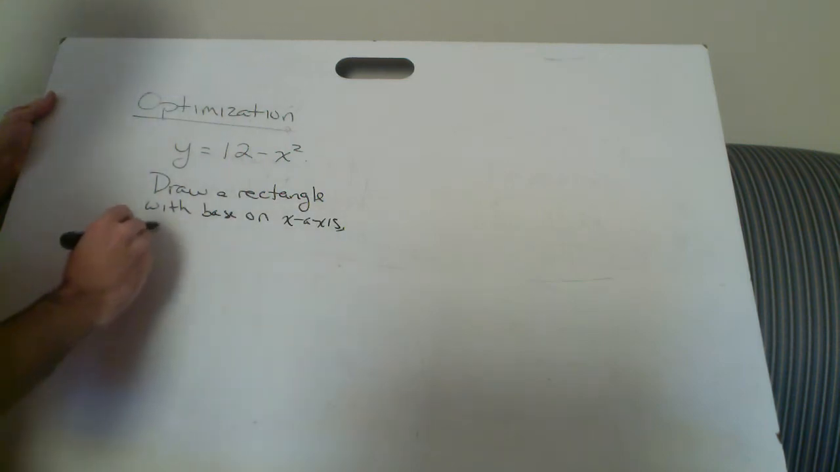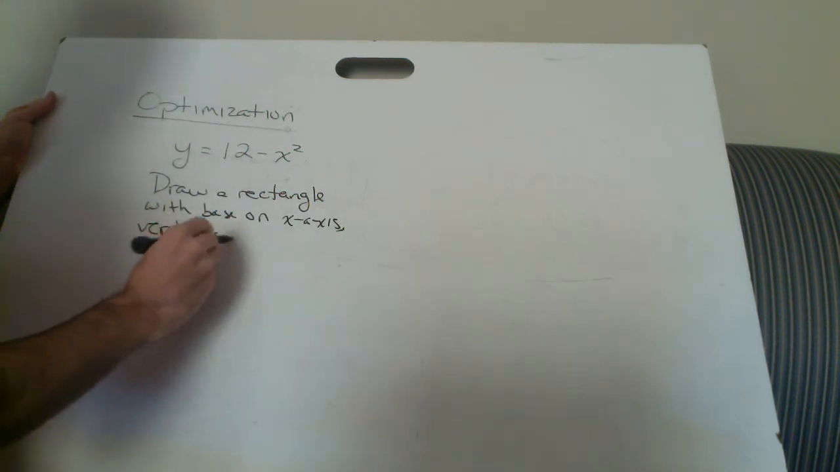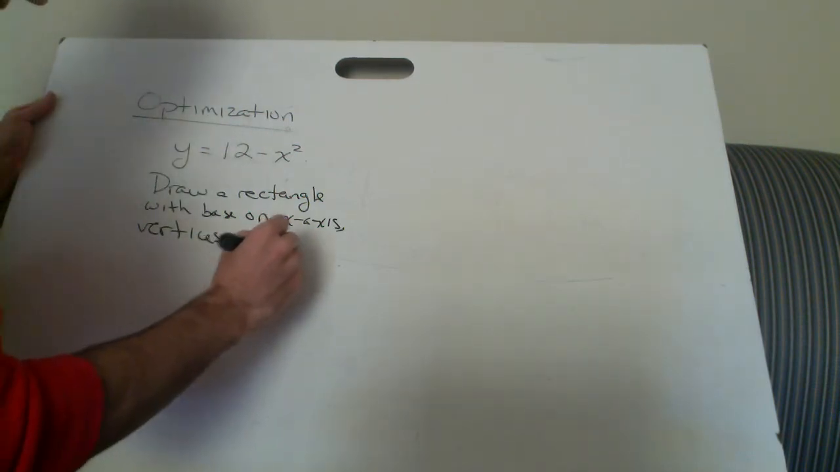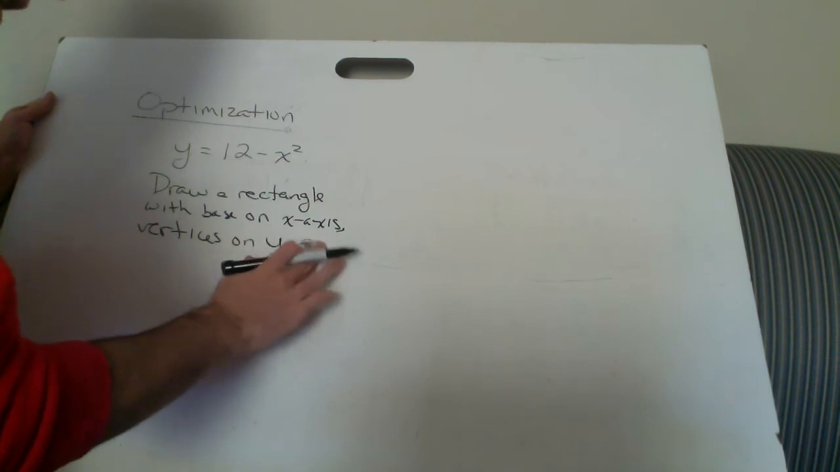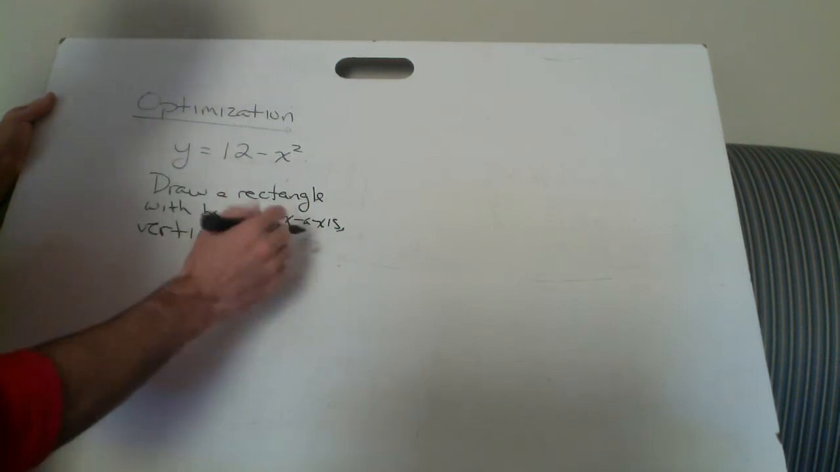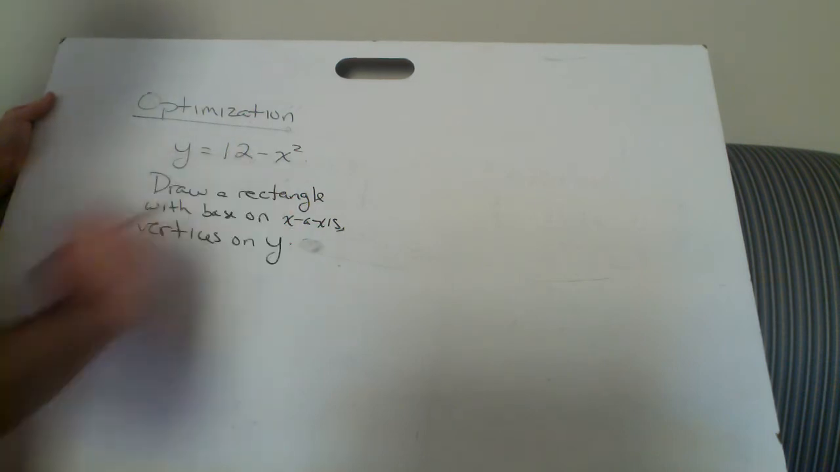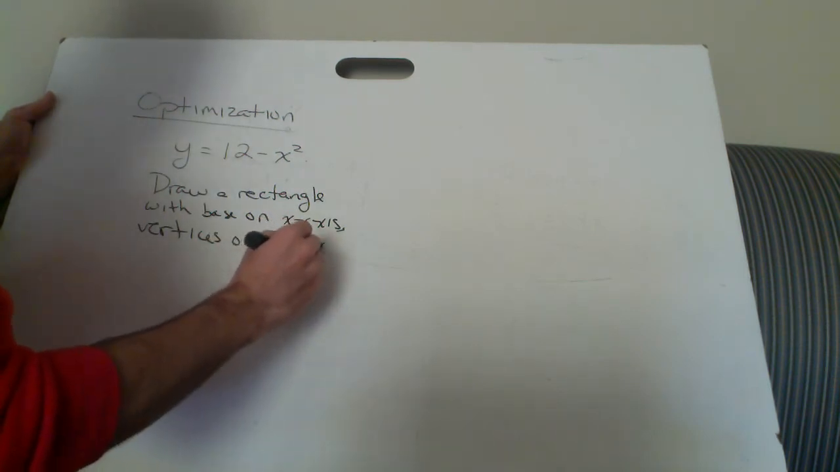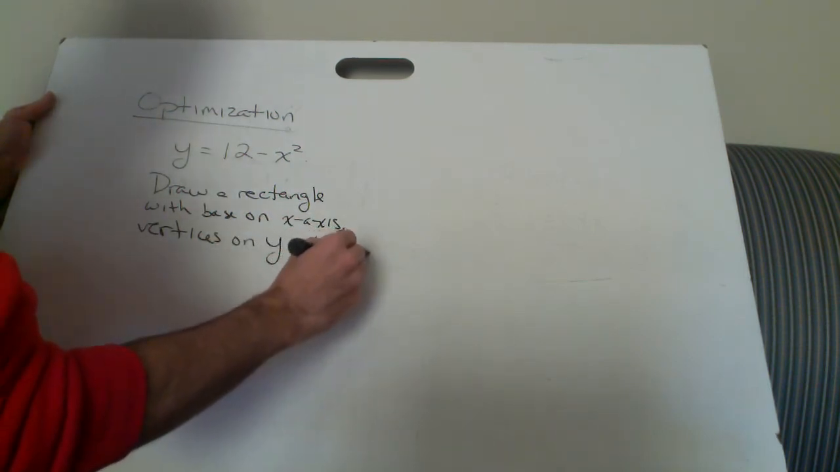Its vertices on the parabola, and I want this rectangle to have its maximum area. So I'm going to draw a rectangle with the base on the x-axis, vertices on this parabola. Great. And then I want to maximize its area.